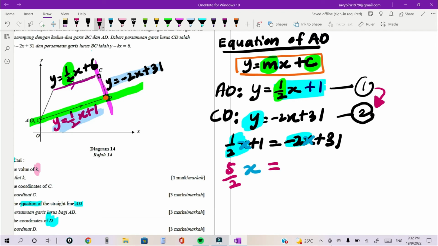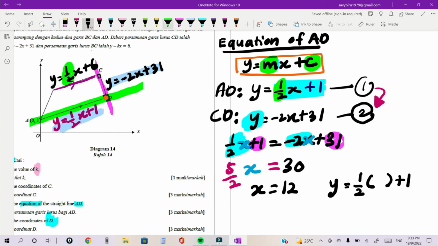And then 31, this one is positive, bring it to the right and it becomes minus 1. 31 minus 1 is 30. So to find x, 30 times 2 is 60, divided by 5 becomes 12. So x is 12. To find the y coordinate, put it in the first or the second equation. Let's say I put it in the first equation, half x plus 1, so with x equal to 12, it becomes 7. So the coordinates of the point D are (12, 7). Done.